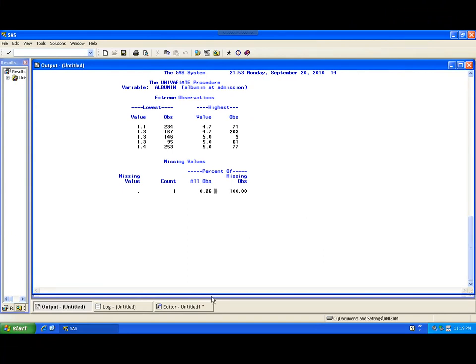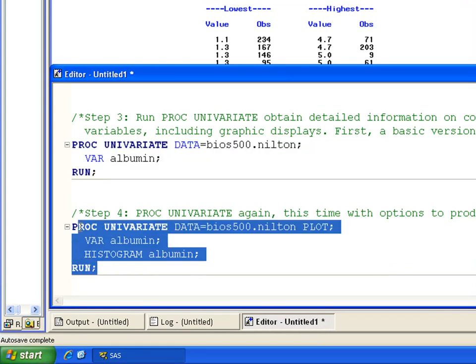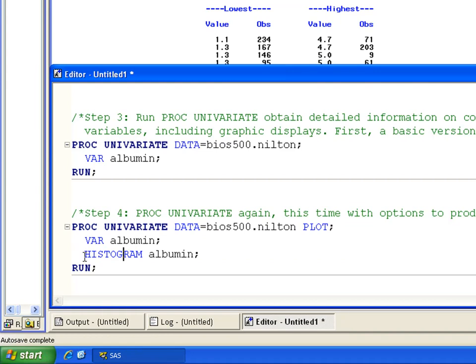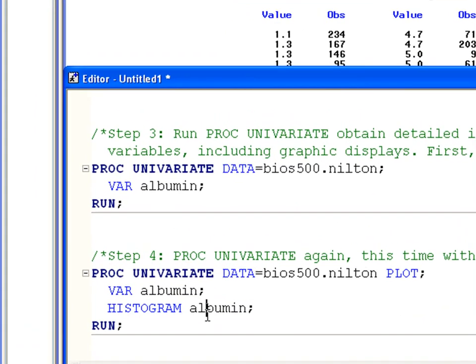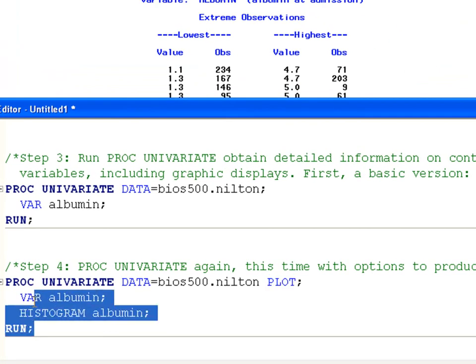Before I let you go in this recording, I know it's getting long, I want to do one more thing. In step 4, we're going to go back and rerun this proc univariate code, adding a histogram. You know how to do that from the very first lab this semester. You basically add a histogram statement into the proc univariate code. So if you compare the previous step, step 3, with this step, it's very similar, except that we've added a histogram statement for albumin, and also we've added this plot option to proc univariate. These do 2 different things. The plot option will create a box plot and a stem and leaf plot, and the histogram statement, of course, will produce a histogram.